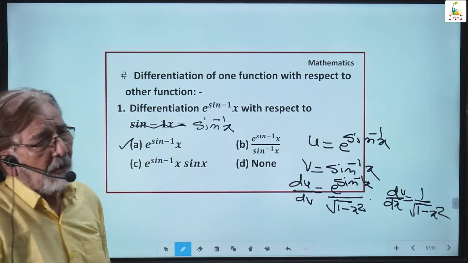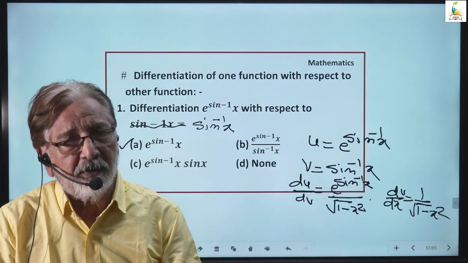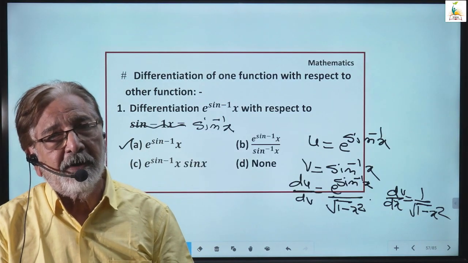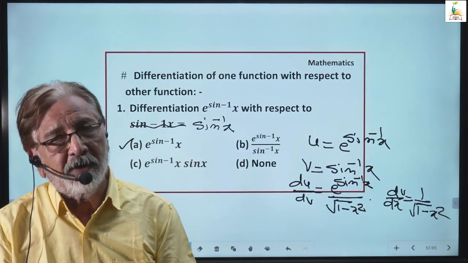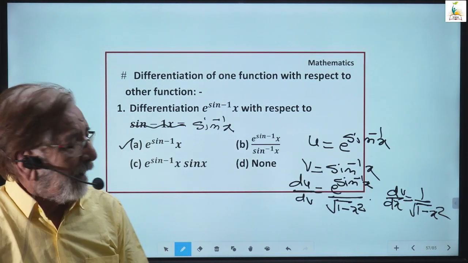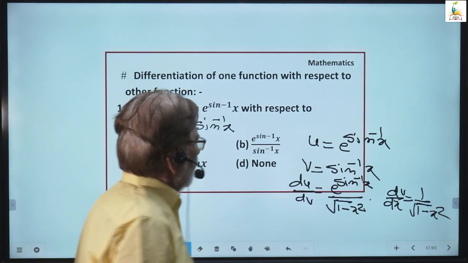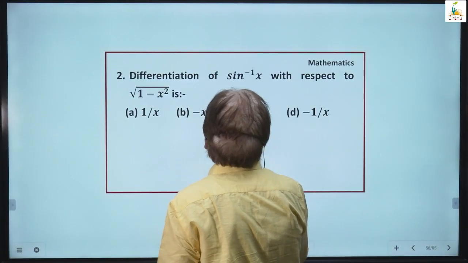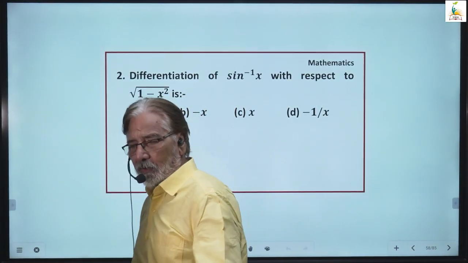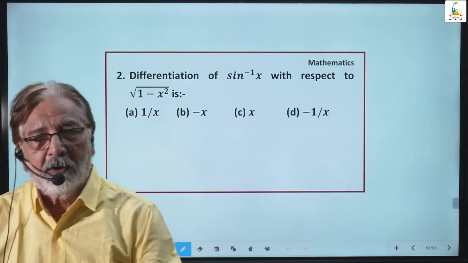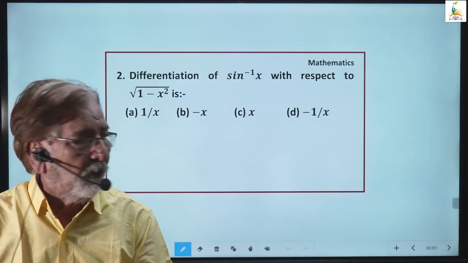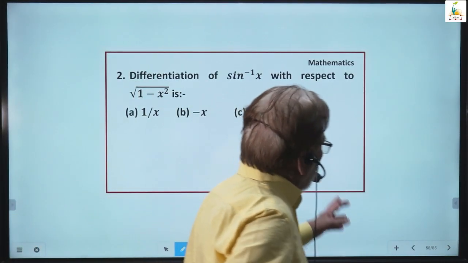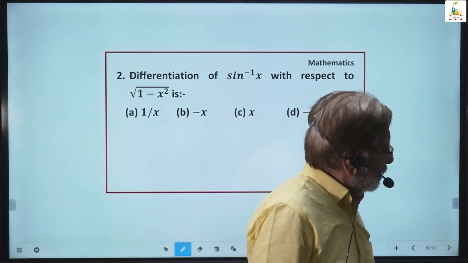All the questions of differentiation of one function with respect to another function have been covered in the previous topics, that is use of logarithm and substitution. So more and more questions can be formed. For example, differentiation of sine inverse x with u equal to sine inverse x, v equal to under root of 1 minus x square. You find du upon dx, you find dv upon dx, and you get du upon dx upon dv upon dx.